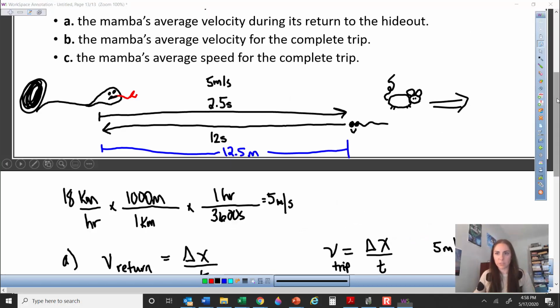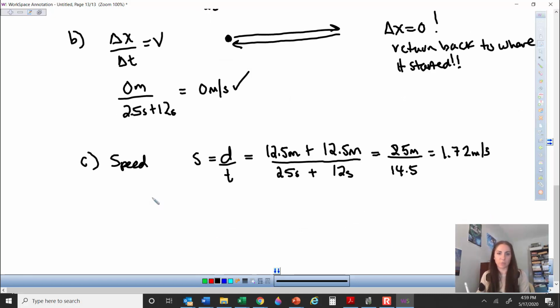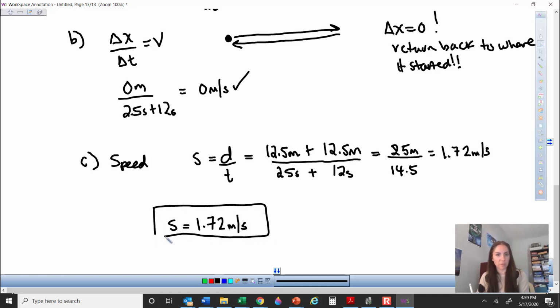I'm just getting self-conscious, so I'm just making sure everything's looking good so far. 25 divided by 14.5 gives me a speed of 1.72 meters per second. So once again, I'd like to point out the different ways we can model the object. In one case, I have the speed, which is 1.72 meters per second, and the velocity is 0.